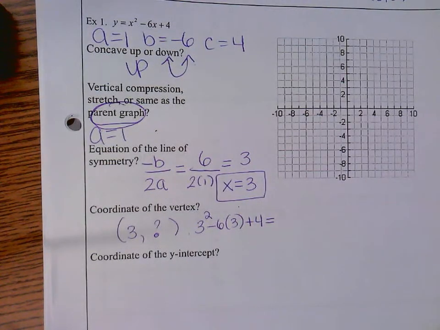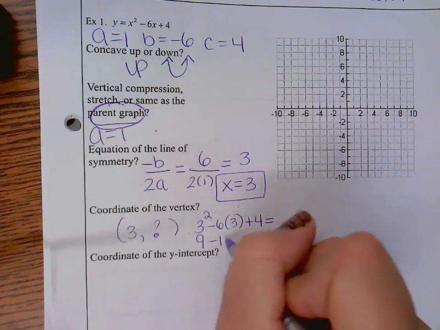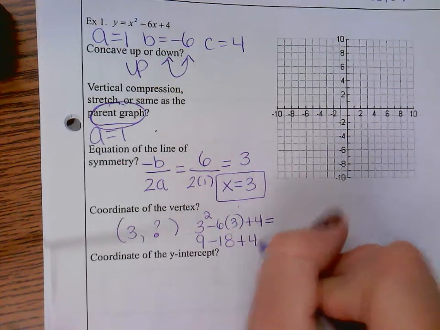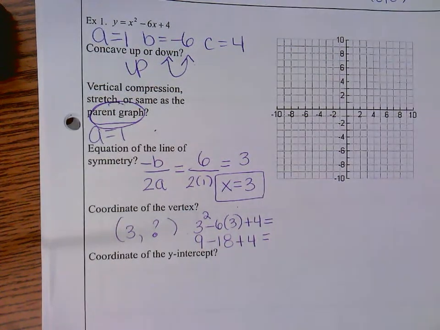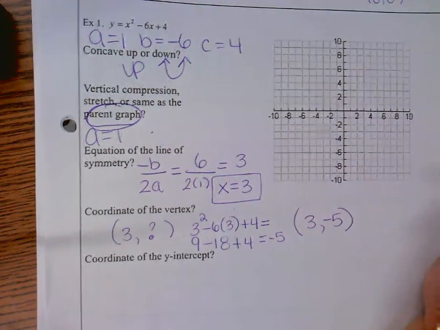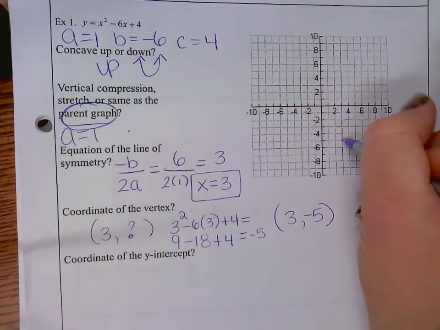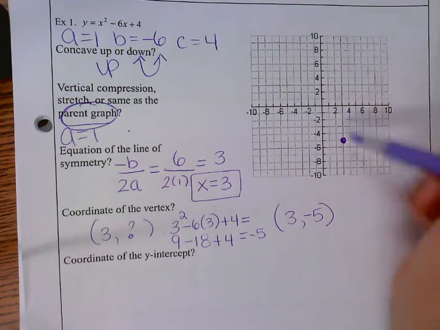3 comma what? So this would be 9. 3 squared is 9. I'm subtracting 18 because 6 times 3 is 18, and adding 4. So what do I get as the y value of my vertex? Negative 9 plus 4 would be negative 5. So my vertex is at 3 comma negative 5. So I can finally plot something on my graph. 3 comma negative 5, and it's going to be the parent function from there.